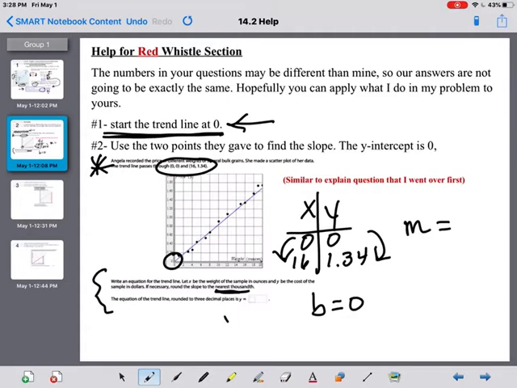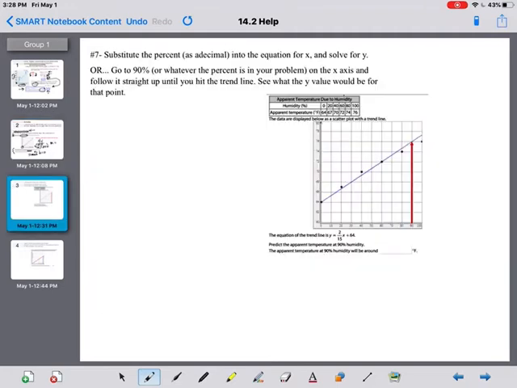And then you're going to substitute into the equation y equals mx plus b to write that equation for this trend line. So that's number 2. If you need to, I would look back at that question in the purple dot because it's very similar. Moving on, 4, 5, and 6, I don't think you'll have any difficulty with.